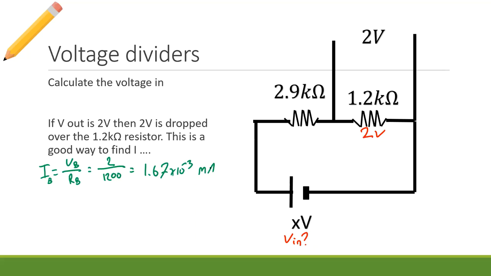Now that I know the current, if I multiply that by the total resistance, the V total will be the total current times the total resistance. And if I know the total current is 1.67 times 10 to the negative 3, what is the total resistance going to be? Who can tell me? Total resistance is what?